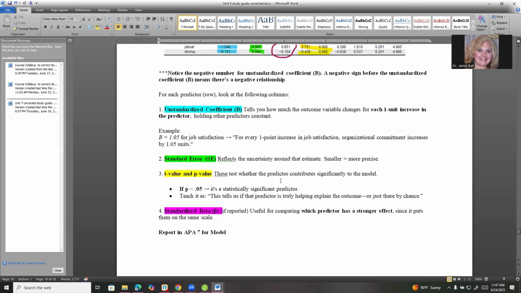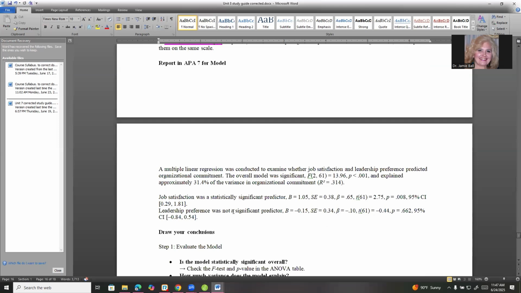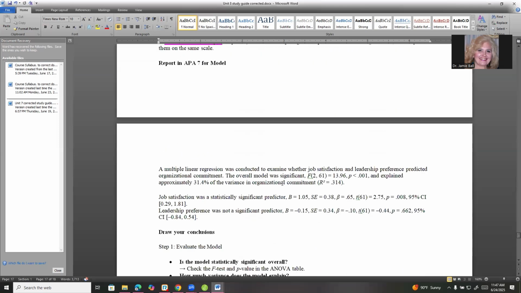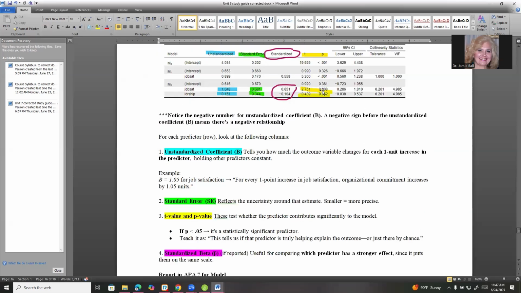The t-value and the p-value. All right, so these test whether each predictor contributes to the model by itself. So just look at model 2. Job satisfaction significantly contributed to the model, p equals 0.008. So I would literally report that. We would report that. Okay.